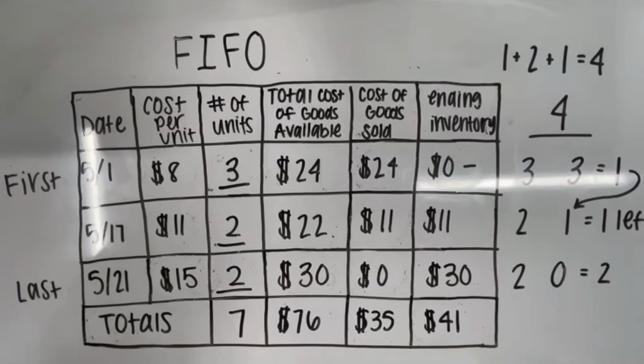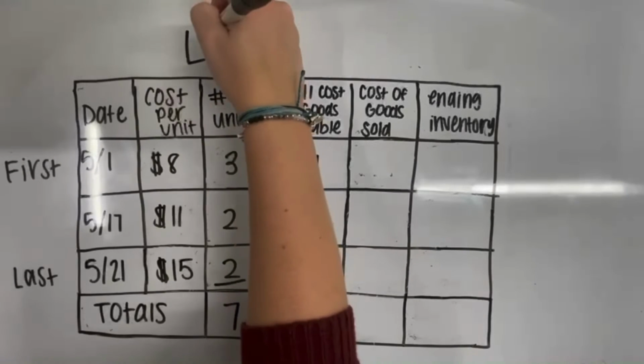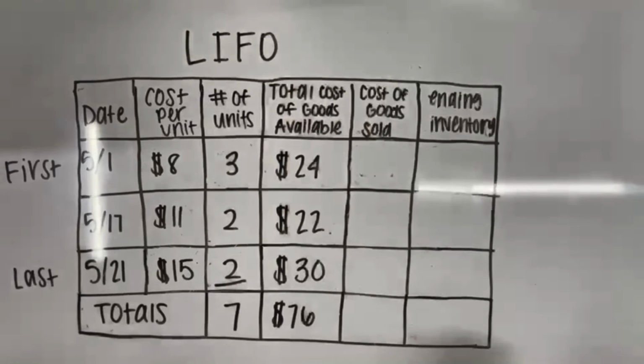There was 1 left for this date, so that 1 will go to ending inventory, and we didn't get to the May 21st purchase. So all of that purchase will go to the ending inventory since none were sold for that price. And again, we will total at the bottom, and 35 and 41 add up to 76, so we are correct. The next method is last in, first out, LIFO.